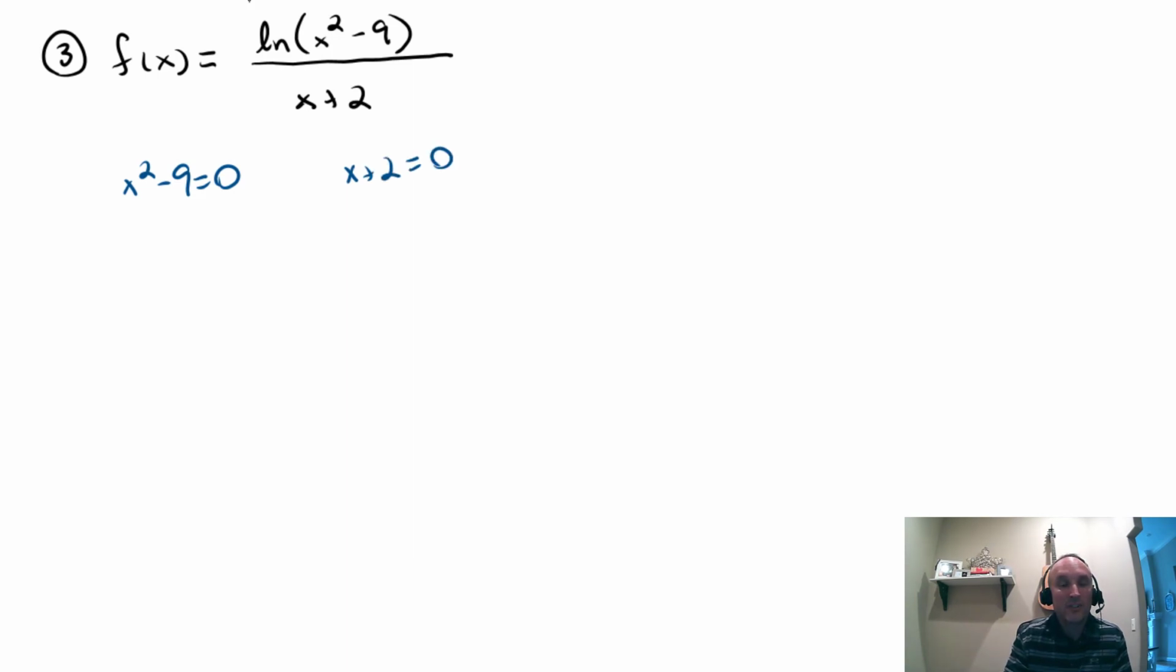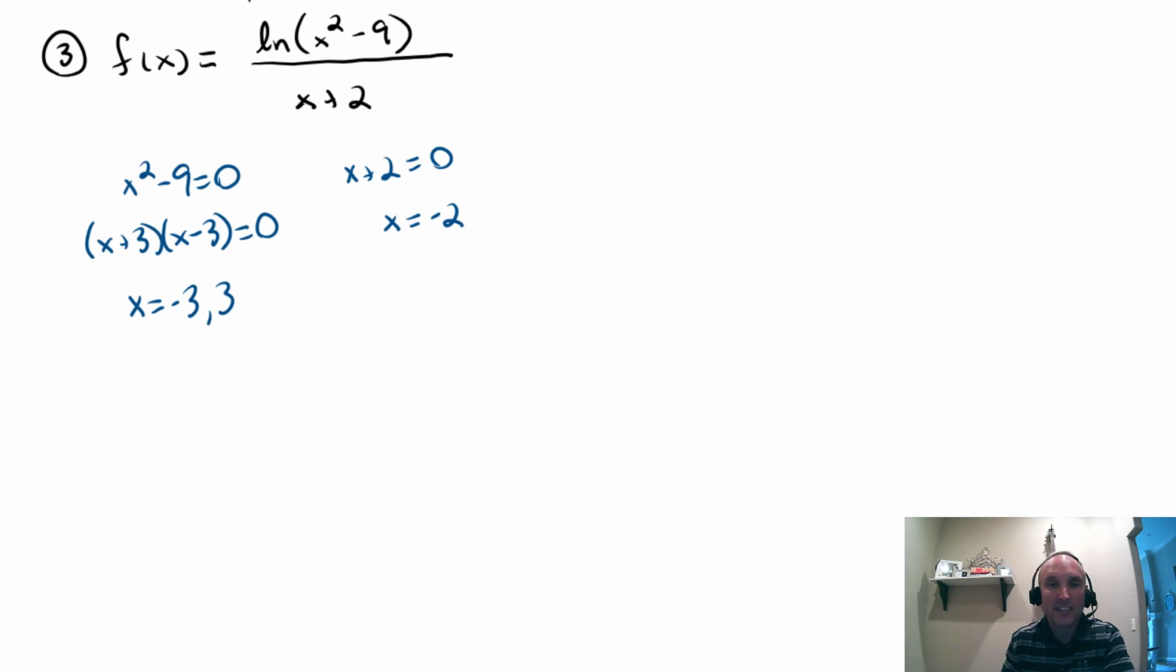To solve my first equation, there's a couple ways to do it. I'll solve it by factoring: x plus 3 times x minus 3, which means that x equals negative 3 or positive 3. So I've got critical values negative 3 and positive 3. Solving the second equation for x, I get x equals negative 2. So I get 3 critical values. Let's plot them in order on our number line. Negative 3, negative 2, and then positive 3 is over here.